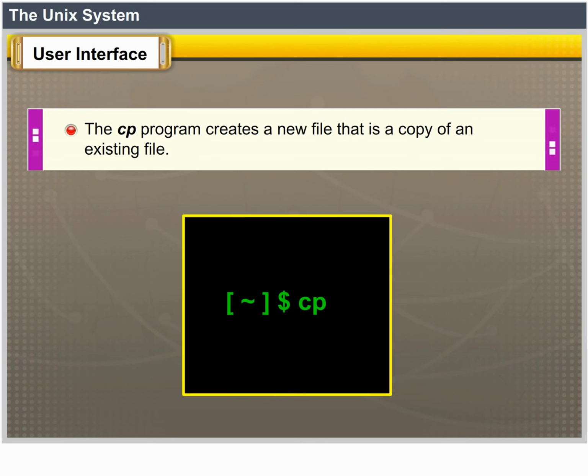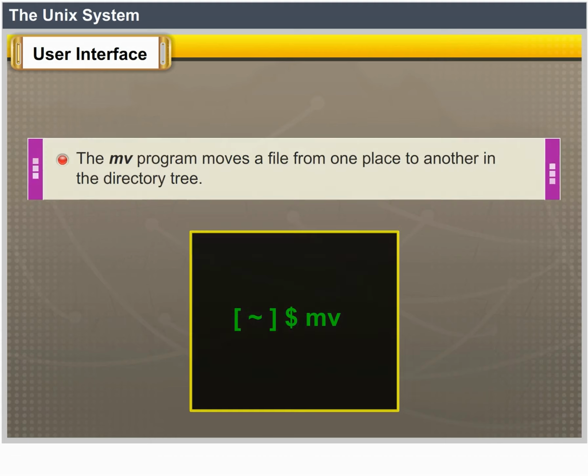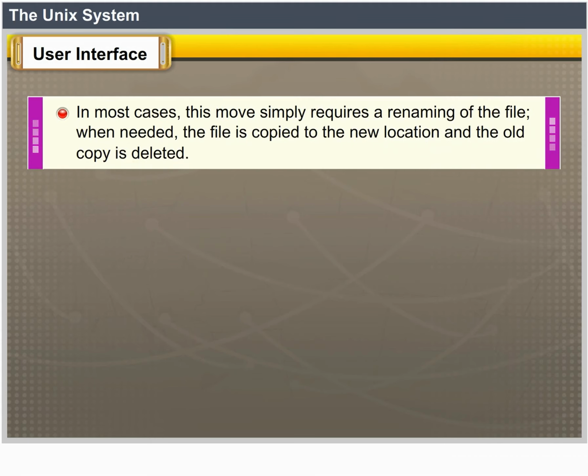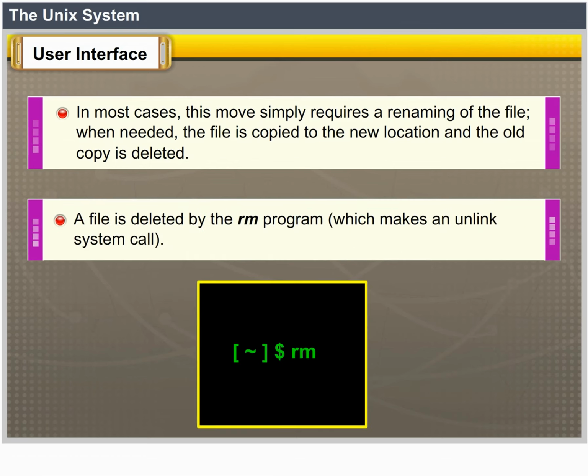The cp program creates a new file that is a copy of an existing file. The mv program moves a file from one place to another in the directory tree. In most cases, this move simply requires a renaming of the file. If necessary, however, the file is copied to the new location and the old copy is deleted. A file is deleted by the rm program, which makes an unlink system call.